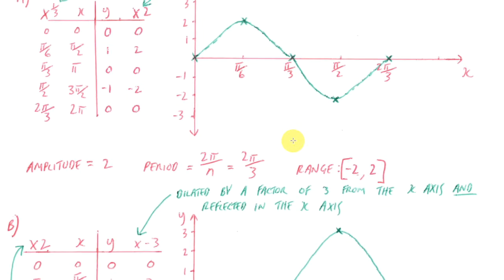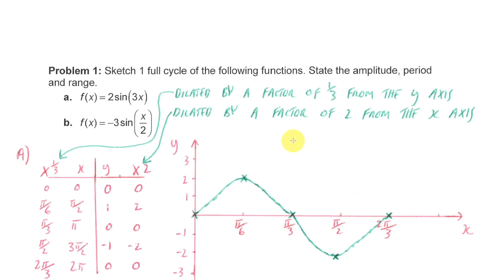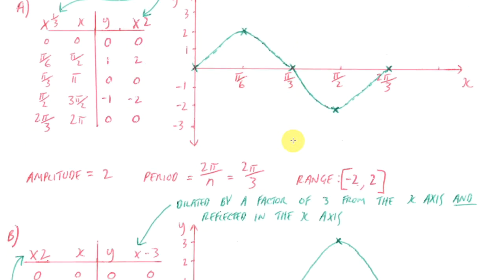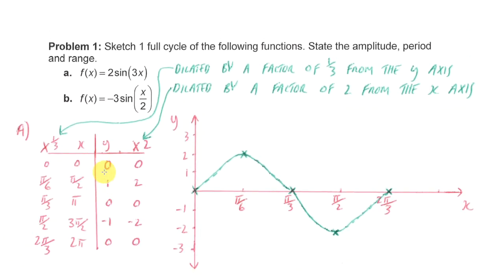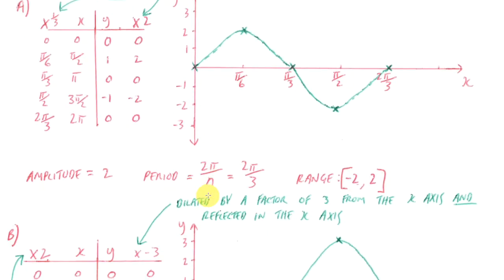I was also asked to state the amplitude, period, and range. So the amplitude is 2. That is just the magnitude of the number directly in front of the sine part. The period is 2 pi on n, where n is the value immediately in front of the x. So you can see there that it becomes 2 pi on 3, which makes sense because if we start at 0, it takes us 2 pi on 3 to achieve one full cycle of the graph. Our range is from negative 2 up to 2, and I'm including those values, so therefore it's square brackets.